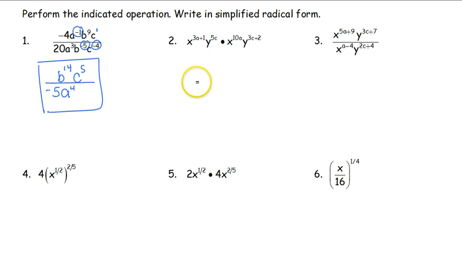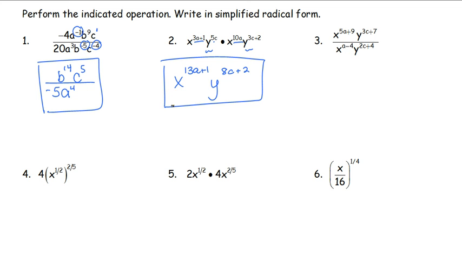We move on to number 2. We are multiplying like bases. If we multiply like bases, that means we're going to add exponents, whether those exponents are numbers or variables. Since we are adding variables here, we're going to add like terms. 3a and 10a is going to give us 13a plus that 1. We move on to the y's. We're multiplying those like bases, so again, we're going to add those exponents. 5c and 3c is 8c plus 2. We can't combine those two pieces because they're not the same variable. So that would be our answer in simplest form.